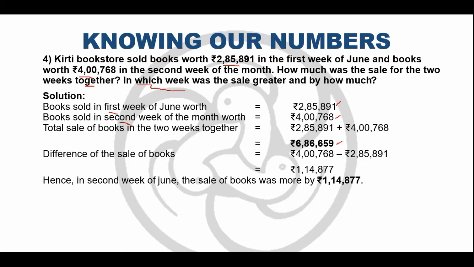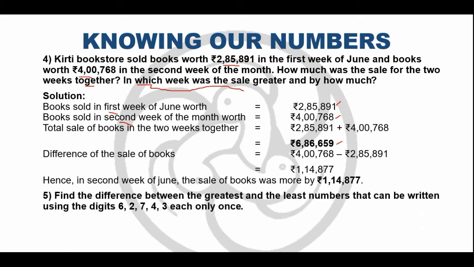In which week was the sale greater and by how much? So in which week was the sale greater? By seeing it itself we can say, the second week, because the first week is 2 lakh and the second week is 4 lakh. So in the second week the book sale is greater. By how much? That means we have to find the difference between the first week sale and the second week sale. So 4,768 minus 2,85,891. So the difference is 1,14,877.